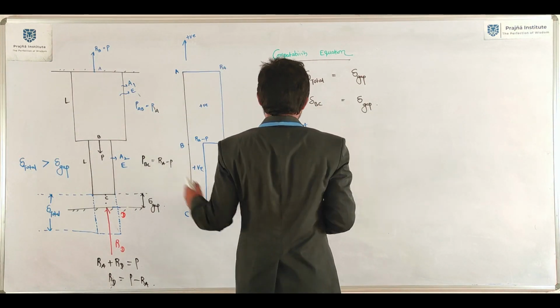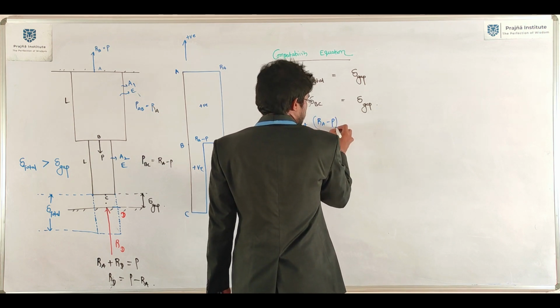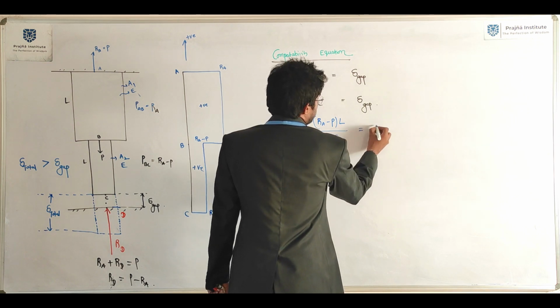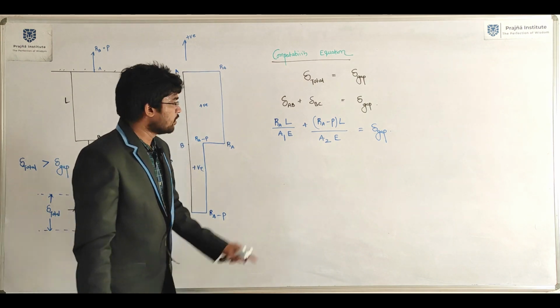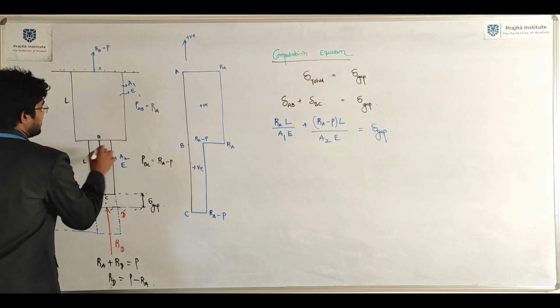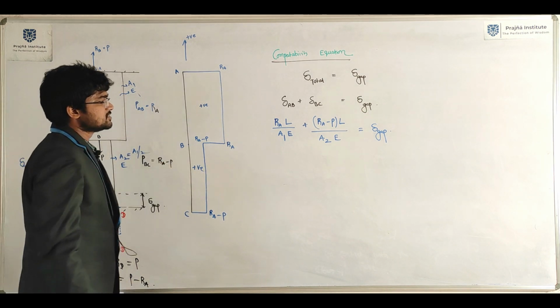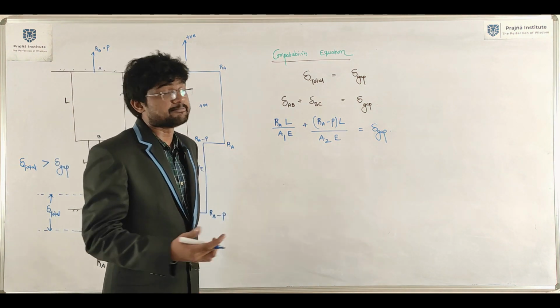Okay, E will be the same material. RA minus P, same length is given. I think A to E equals delta gap. Understood? Now, RA L by A1 E. Here I have given A2 equals A1 by 2. So here A1 equals A and A2 equals A by 2.